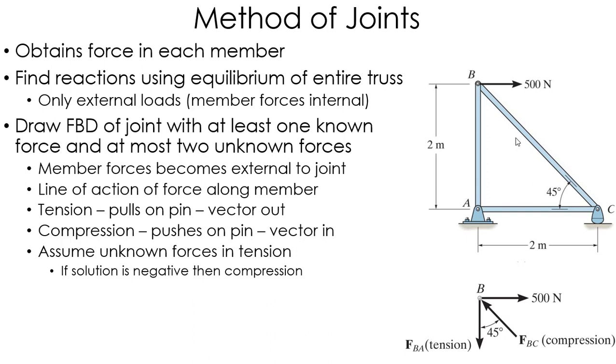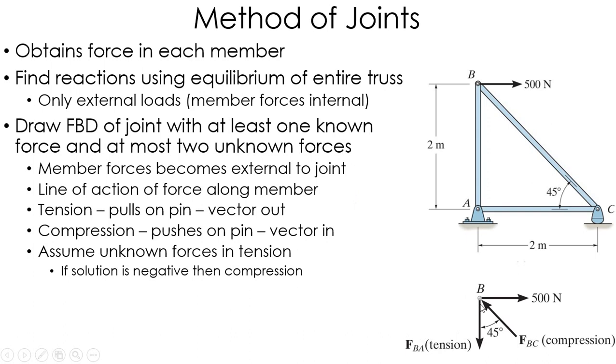Okay, so now to go through the method of joints, what you want to do is, after you have all of your external forces figured out, draw a free body diagram of a joint with at least one known force and at most two unknown forces. Okay, so for what we have here, we look at joint B, because I have one known force, 500 newtons, and I just have these two unknown forces. That's because I'm only going to have two equations, so I can only solve for up to two unknowns for each joint. Okay, so when I look at that joint, the member forces actually become external to the joint, because I'm drawing the free body diagram of the joint, not of the truss.